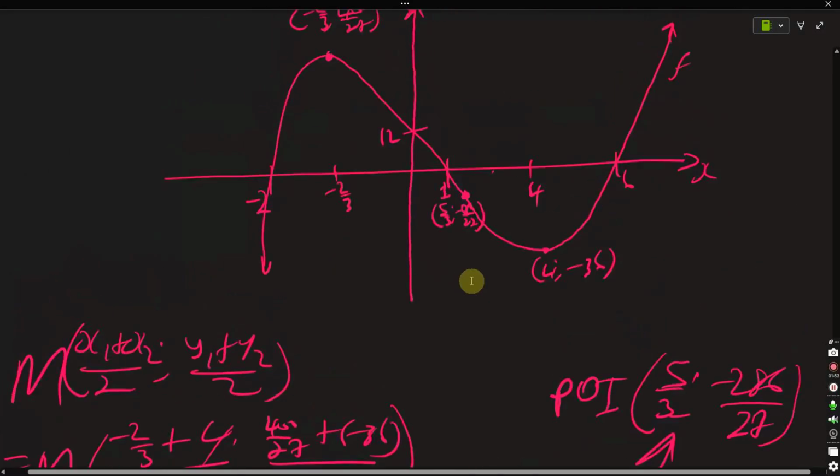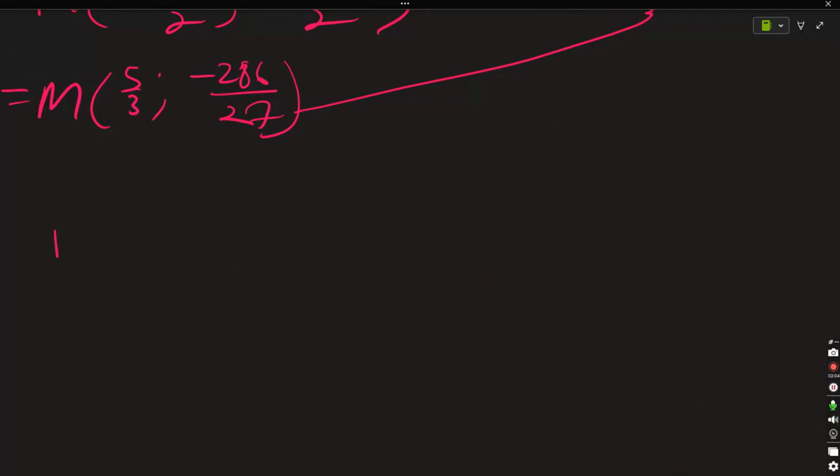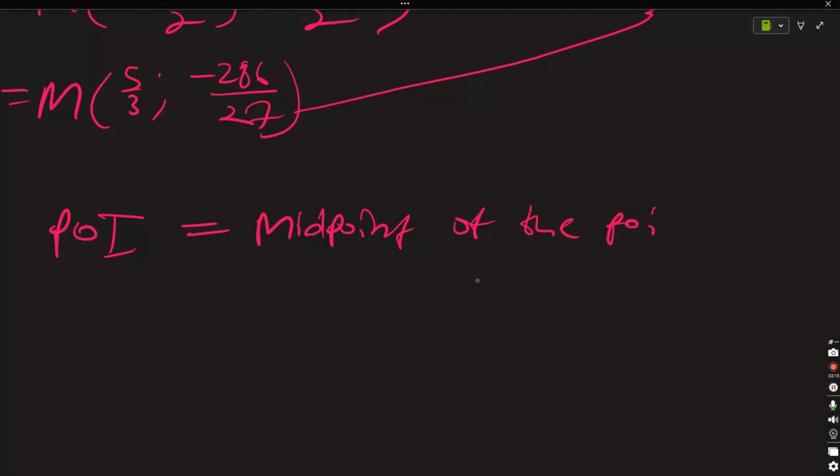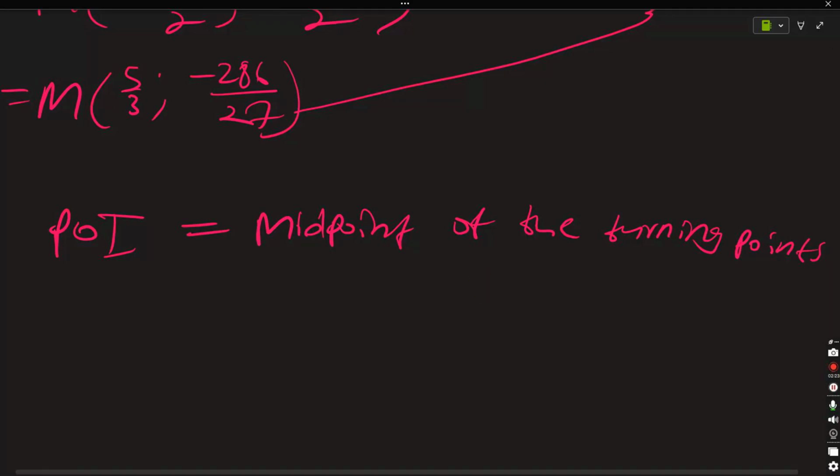So, what conclusion can you draw here? The conclusion is that the midpoint of the turning points is the point of inflection. So I can say POI is the midpoint of the turning points. The midpoint of the turning points is the point of inflection, POI, right? So this is what I wanted to show you.